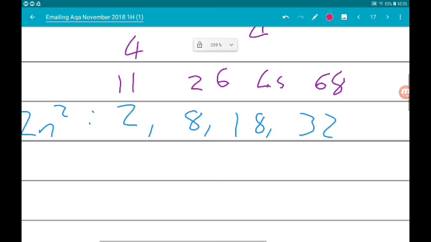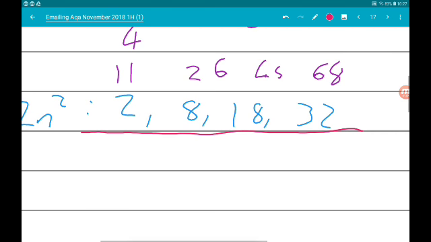Okay, so we're going to do 11 take away 2 is 9, 26 take away 8 is 18, 45 minus 18 is 27, and 68 minus 32 is 36.